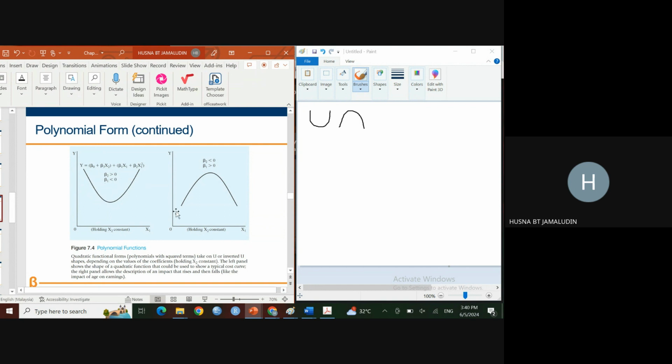Well, how about the inverted U shape? In this case, you can see that your beta 1 is positive, so you have an increasing pattern, but then your beta 2 is decreasing, or less than 0. So you have a decreasing pattern or trend, so you have an inverted U shape.